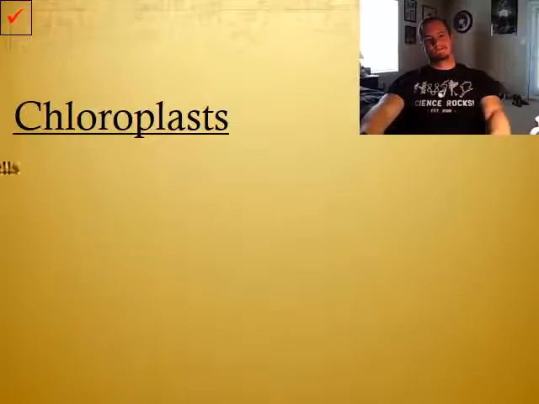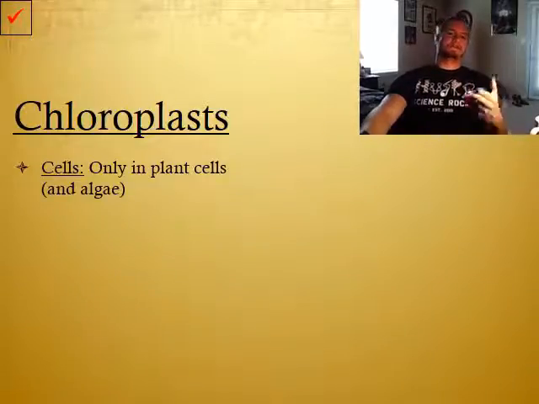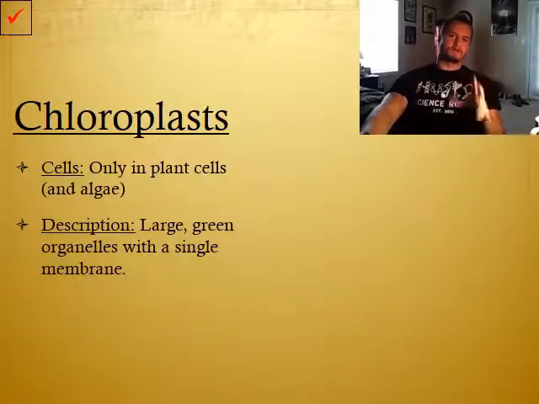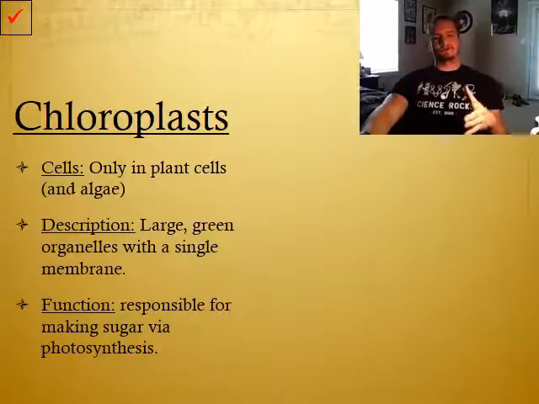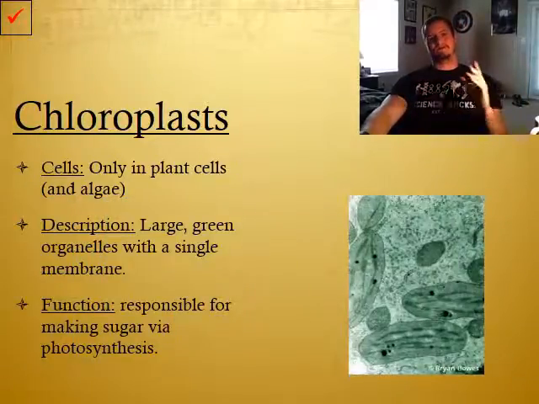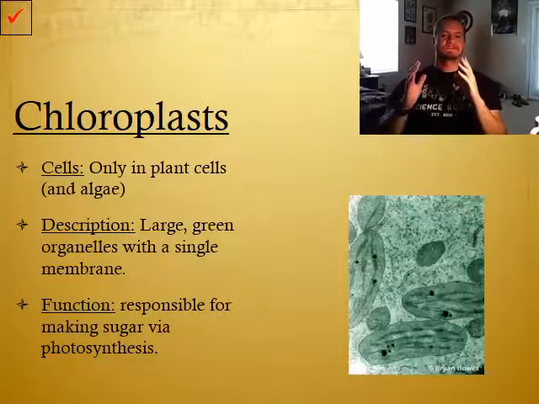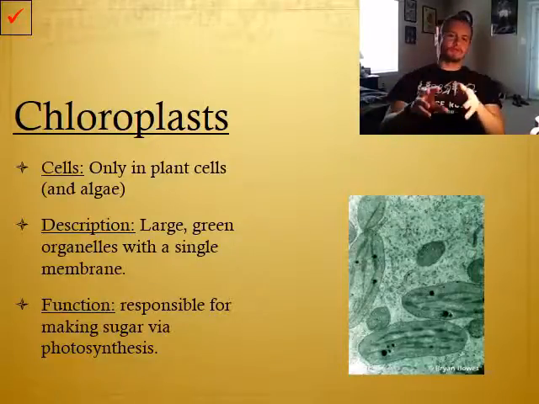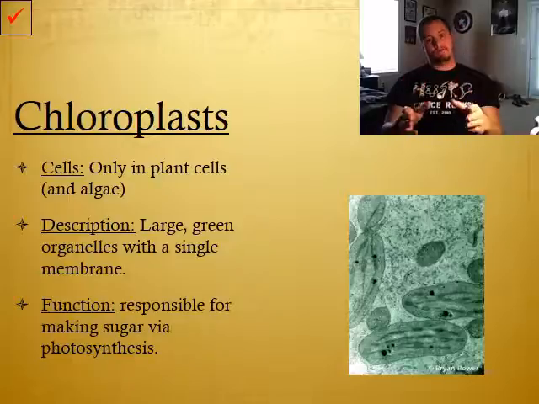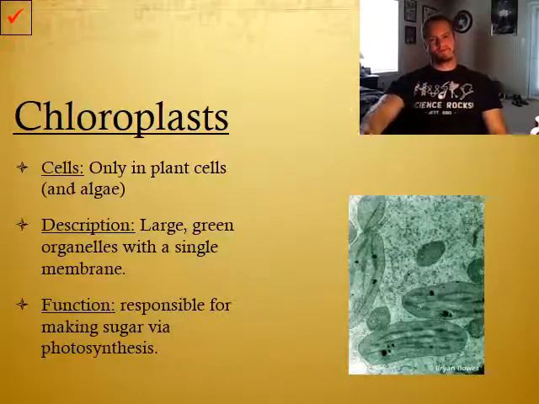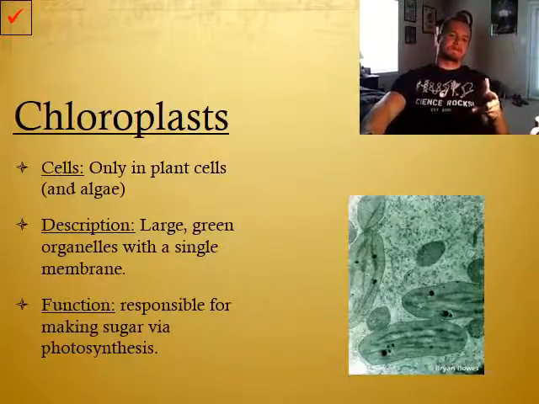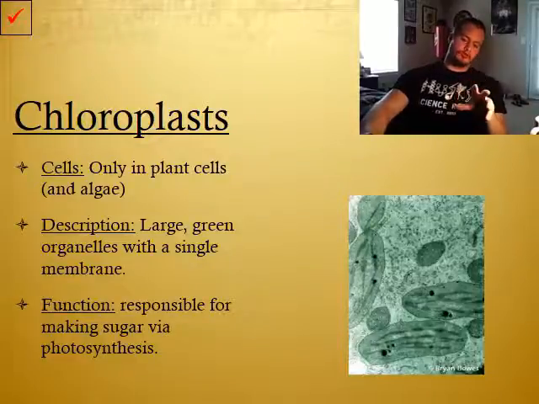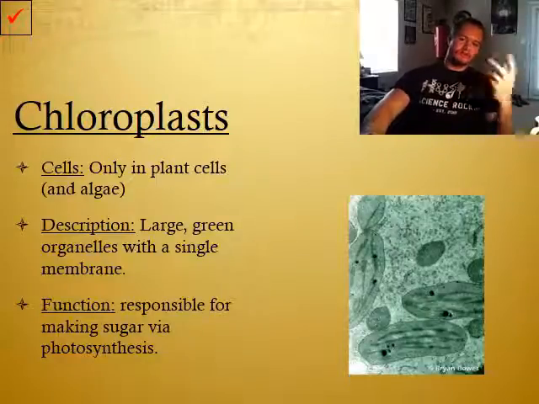So chloroplasts. Chloroplasts are found only in plants and algae. They are large green organelles with a single membrane. The function is they are responsible for making sugar via photosynthesis. So the dead giveaway that you're looking at a chloroplast is it contains chlorophyll, which is a green pigment. So if you see green, you better believe you got yourself a chloroplast. And as always, there's a little picture down here showing you what the chloroplast looks like inside of a cell. Now, fun fact, these can actually move inside of the plant cell's cytoplasm. And they'll move depending on where the sunlight is.